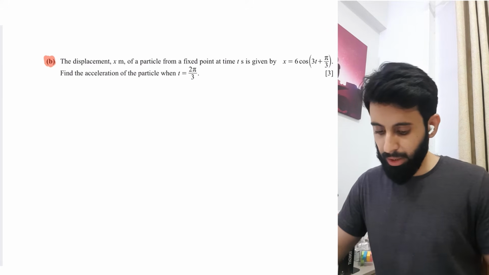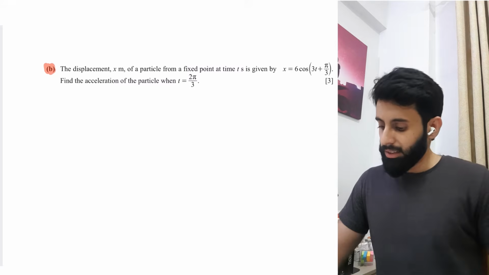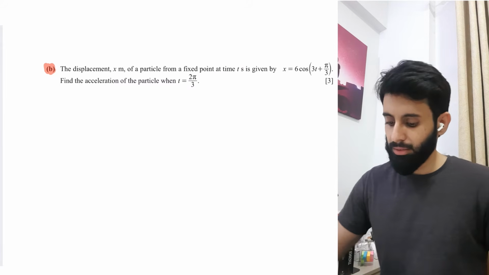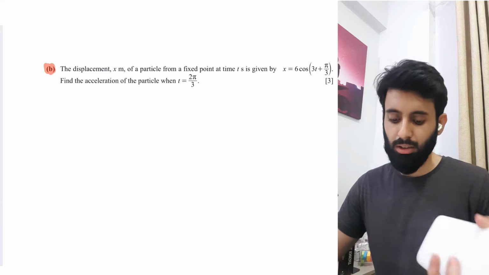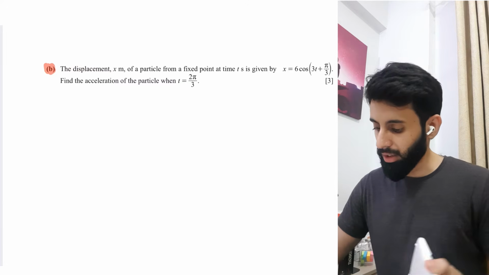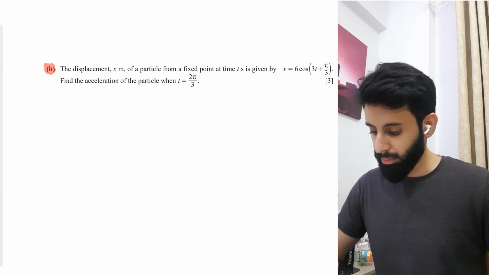Okay, and then we're at part B. It says the displacement x meters of a particle from a fixed point at time t seconds is given by x is equal to 6 cos(3t plus pi upon 3). Find the acceleration of the particle when t is equal to 7.